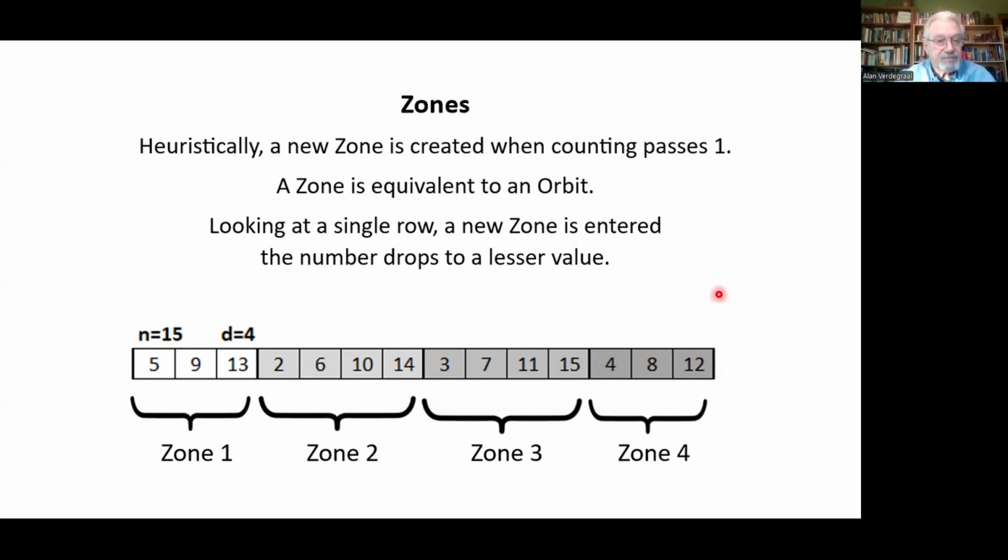So in this case, looking at a single row for n equals 15 with the increment d equals 4, we get 4 zones: 5, 9, 13; 2, 6, 10, 14; 3, 7, 11, 15; and 4, 8, 12. Notice again that a new zone is entered when the number drops to a lesser value. So these are increasing, and that drops to 2, which increases and drops to 3, and increases and drops to 4. So there are 4 zones here before it lands on 1.